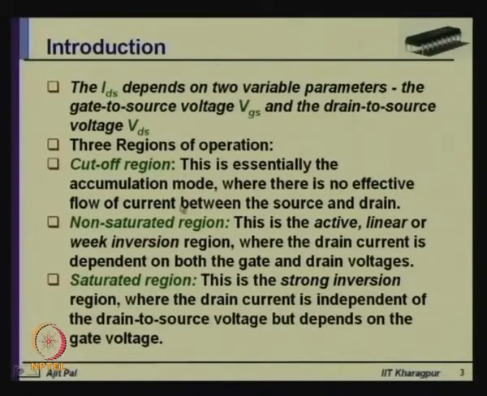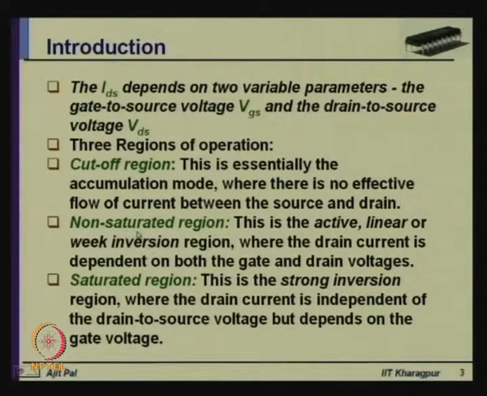The reason for that is that a very small amount of current flows through the device, but for all practical purposes we can neglect it. That is why I am calling it effective flow of current. No effective flow of current, but a very small amount of current flows, as we shall see, which is represented by the subthreshold leakage current. Later on we shall discuss it in more detail.